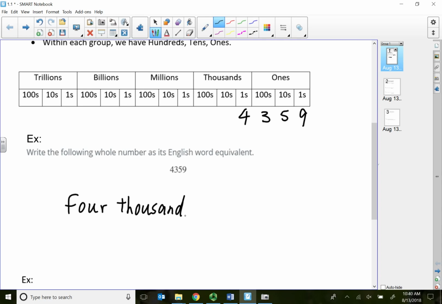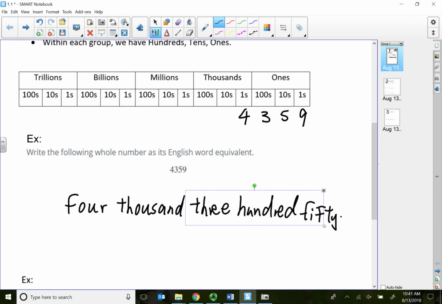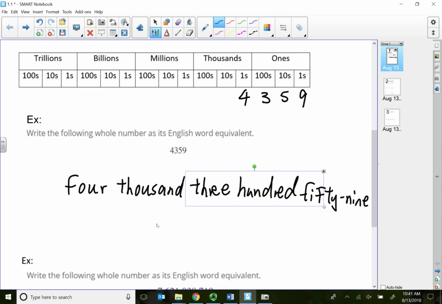For some reason, in Hawkes Learning, it does not want you to have a comma behind the 1,000. So we just continue: 350-9. Okay, that's how we will write the English word equivalent. All right, let me erase that real quick up here.